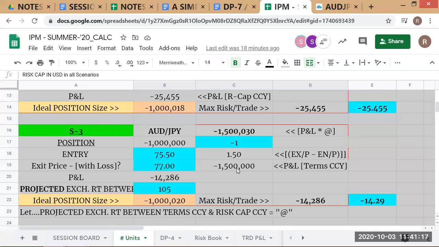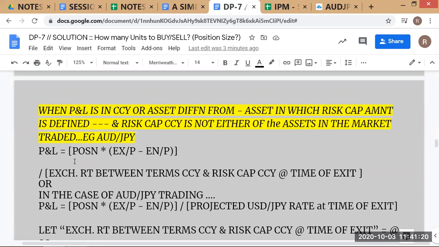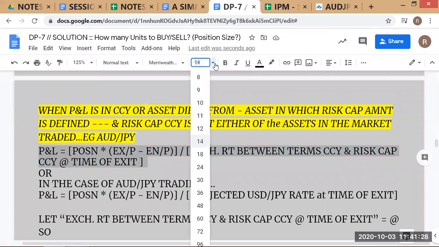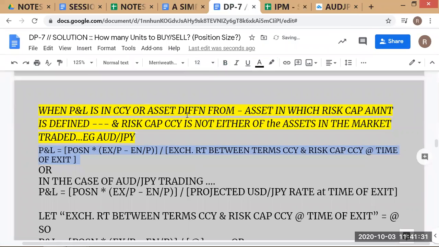So that's why I have written this long sentence, which now we can move back to write the formula properly. Let me make this a little smaller so that we can see it in one line. Still not in one line, but 2 parts. All right. So the second part is basically nothing but the long sentence I've written here: exchange rate between terms currency and risk cap currency at the time of exit. Is this clear? Yes, sir. Okay. So if we divide this by this in the case of the dollar yen.